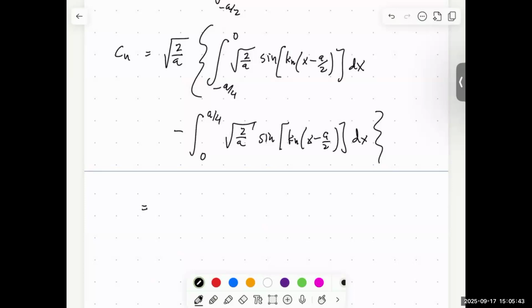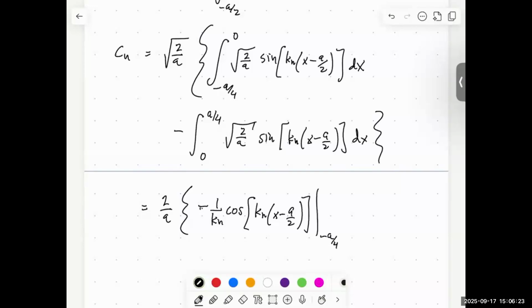All right. There's this common factor I can pull out. It multiplies that factor out front, which is the same. And so we just get a 2 over a, an overall constant. And now let's integrate. So we integrate sine, we get minus, I think, don't we? I think we get a minus 1 over kn, and we get a cos kn x minus a by 2. And then the limits of integration are minus a by 4 to 0.